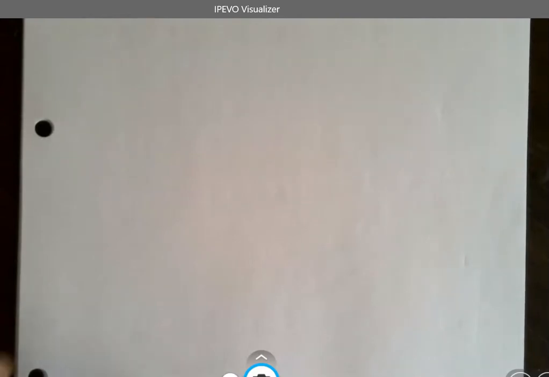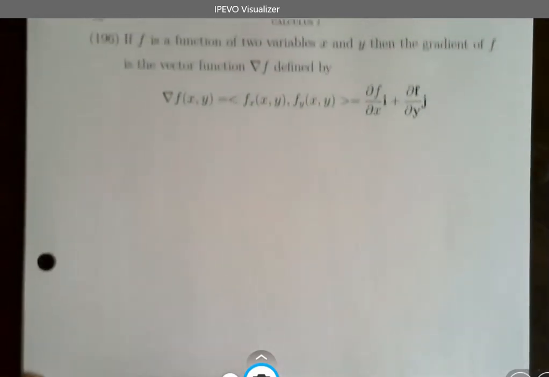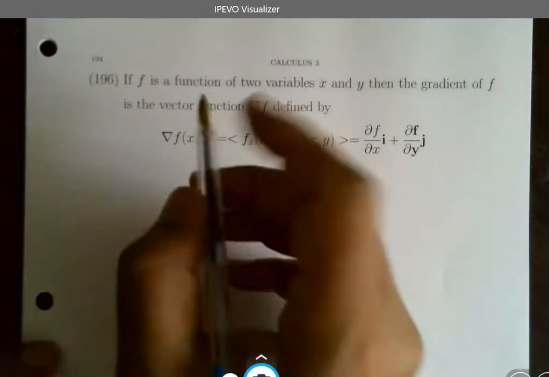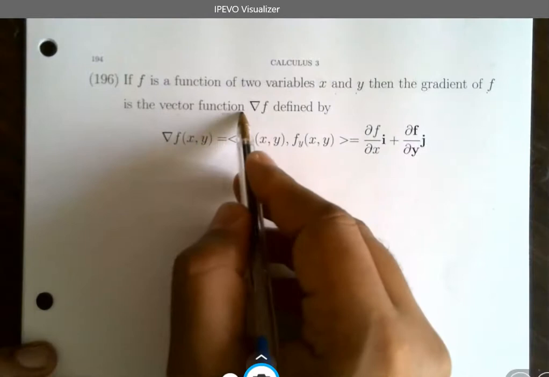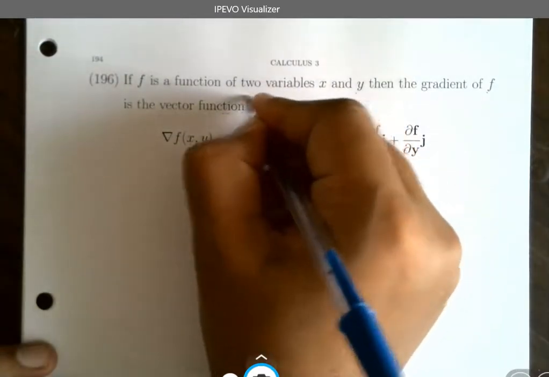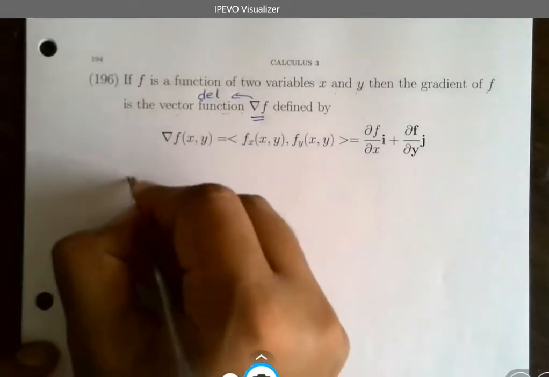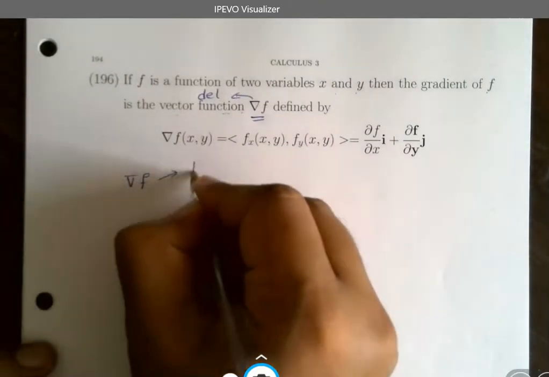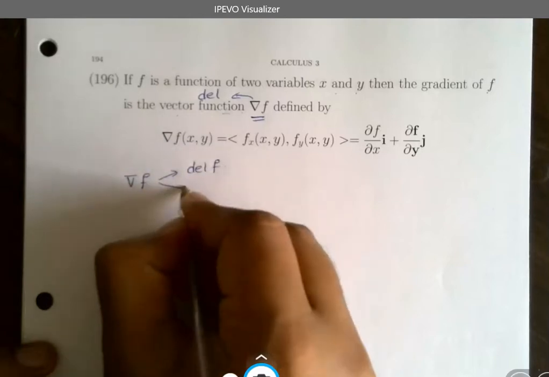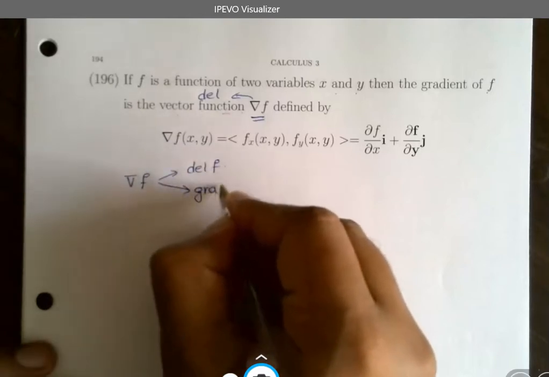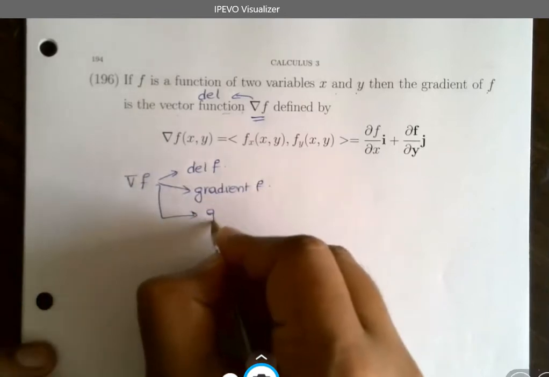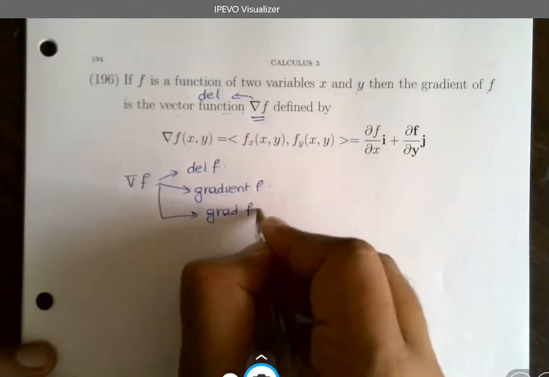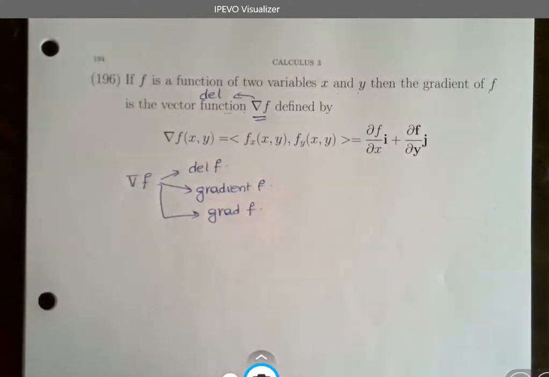Okay, so now the gradient vector. The gradient vector is defined like that. If f is a function of two variables x and y, then the gradient vector of f is the vector function defined by that. This is a Greek alphabet. Sometimes you refer to it as del. So if you have this, you call it either del f, or gradient f, or grad f. Whichever way you want, all three mean the same.